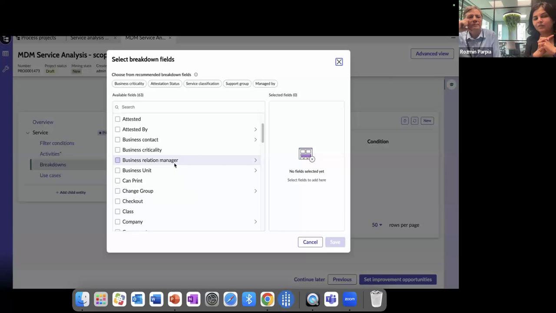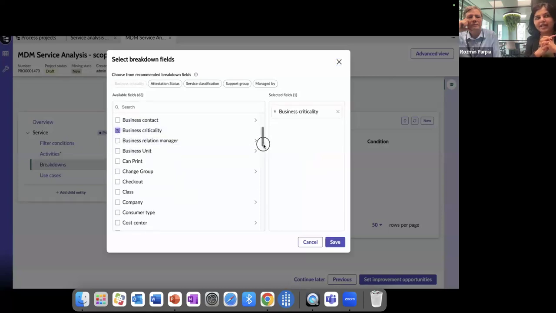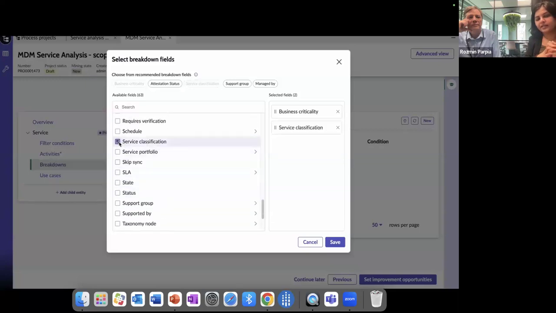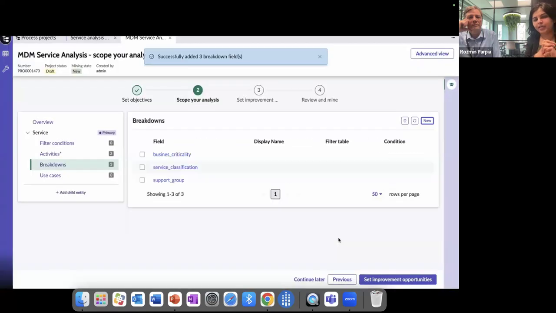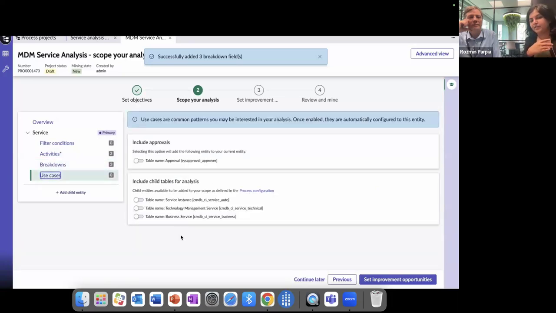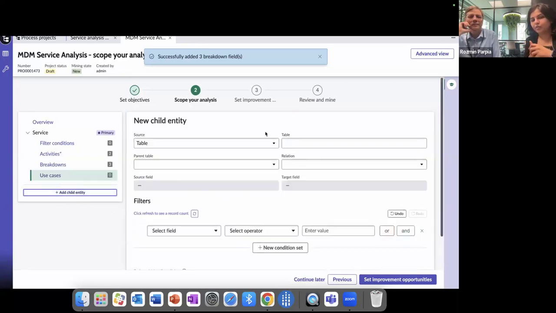And then breakdowns, of course, as I mentioned before, business criticality, service classification, and you could do support group if you wanted to, and add them as breakdowns. And after this step, then use cases is where whatever setup you did, now these are the benefits. See, the child tables are already displayed there instead of you having to add and define them. Your team members who are doing process mining could also just do it very quickly. Otherwise, you'd have to set up here all over again.